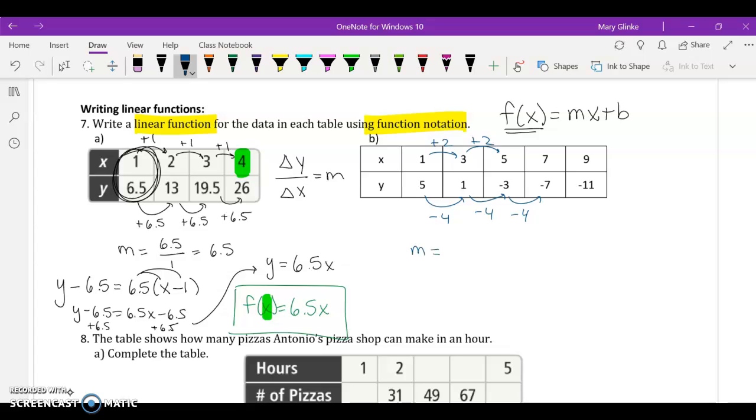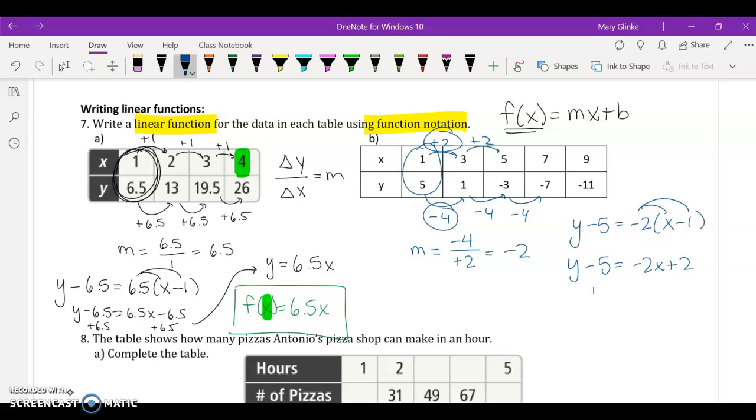So my slope here is going to be how much my y's are changing over how much my x is changing. So change in y over change in x, which is going to be -2. I'm going to start with one of my points. So y minus 5 equals -2, x minus 1. And then I'm going to get this into slope-intercept form. So I get y equals -2x plus 7.